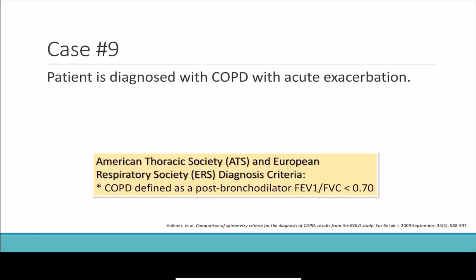From these laboratory tests, the patient's diagnosed with COPD with an acute exacerbation. So the main criteria that helps to define COPD is the FEV1 to FVC ratio, if it's less than 0.7 after they take a bronchodilator. So they do a bronchodilator, which should vasodilate and take away any acute spasming. They still can't get their air out quick enough. They're going to be categorized as COPD.